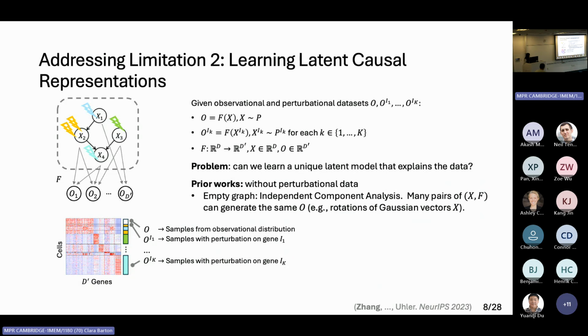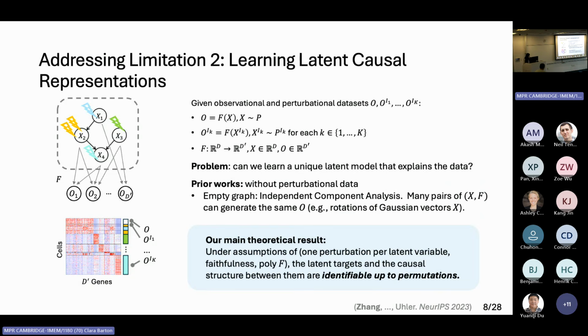But with perturbational datasets, especially ones where we have individual genes perturbed, we can actually show much stronger identifiability results. I'm not going to spend too much time on it, but the result is that if we have certain assumptions on the number of perturbations we have access to, as well as that the causal effects are not canceled out, which is known as faithfulness, and some constrained class of this mapping F, we can actually identify what the targets of I1 up to IK are. So we know which genes correspond to the same latent variable, and we can also identify the structure between them. Of course, up to permutations, but this doesn't really cause too much of a problem. So that's the theoretical result.